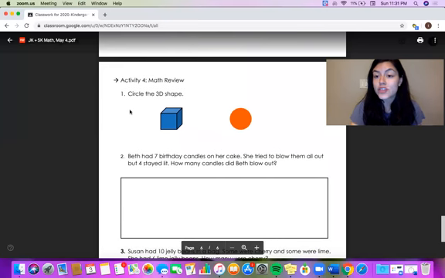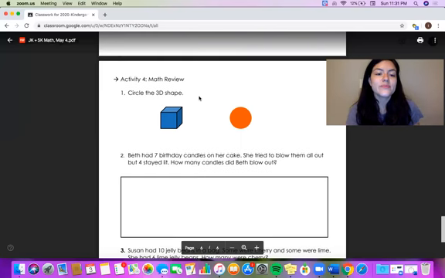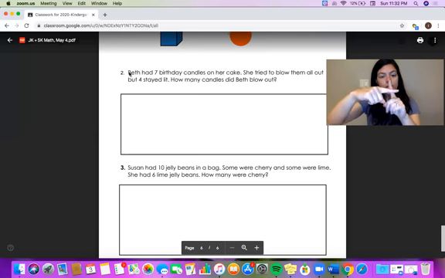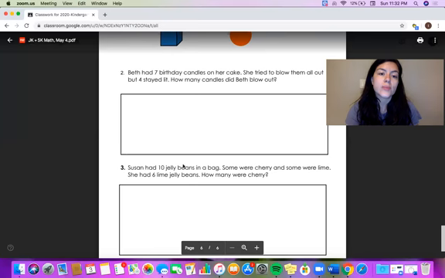For number 1, a bit of a geometry review. Circle the 3D shapes. Remember, 2D shapes lie flat, 3D shapes pop out. And then number 2 and 3 are some addition or subtraction review problems. So SKs, remember to read these very carefully. Remember to circle your numbers. Figure out, is it an addition problem, plus sign, or is it a subtraction problem, minus sign? Draw out your work and write an equation for both of these problems.